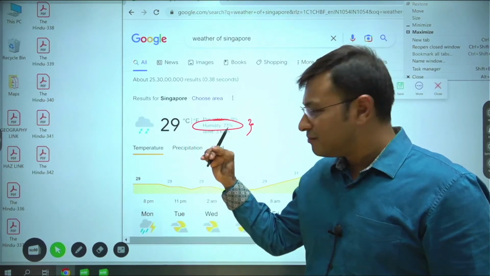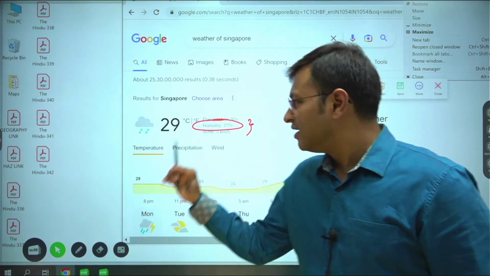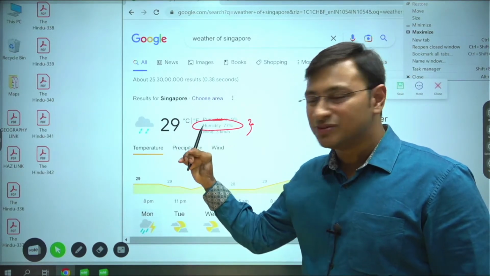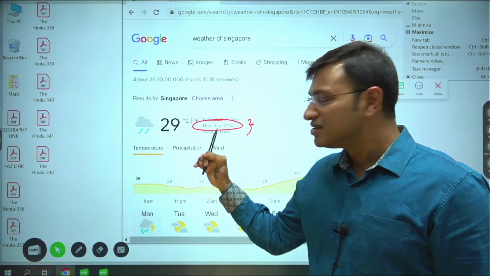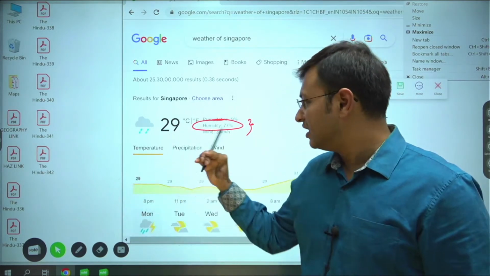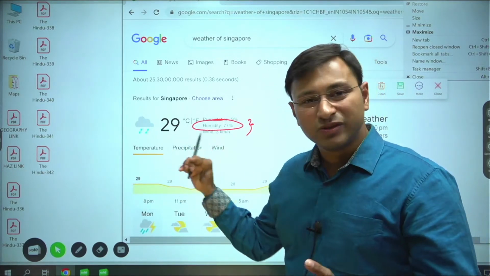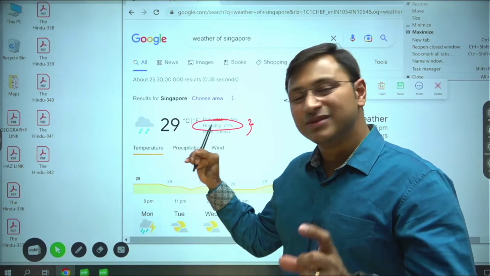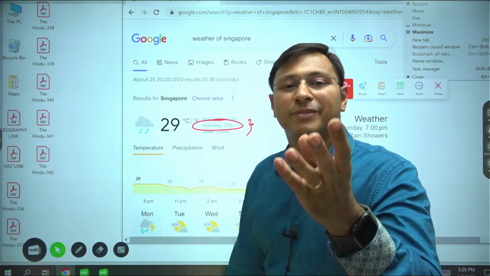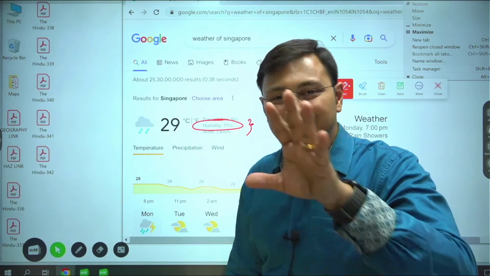Why is this so? Because the air is still not 100% saturated with water vapor. If this percentage increases, which is the humidity, guys, mind you, this humidity is relative humidity. This humidity is not absolute humidity. This humidity is not specific humidity. This humidity is relative humidity. And as I already told you, relative humidity means that humidity wherein you express the amount of moisture present in the air as a percentage of the moisture holding capacity of air.